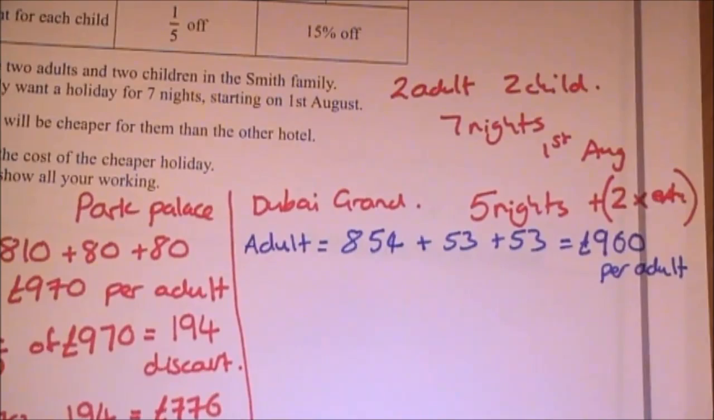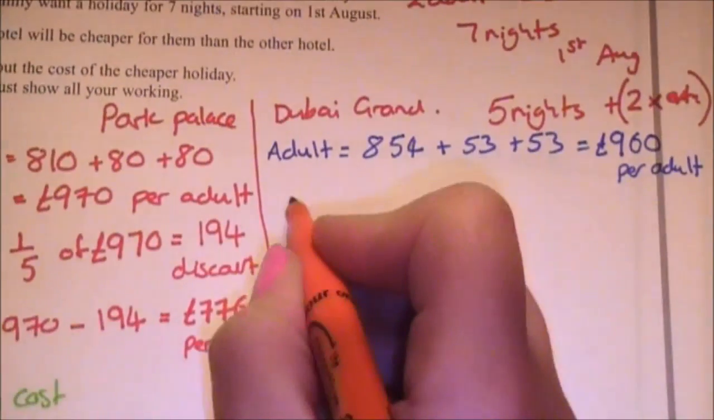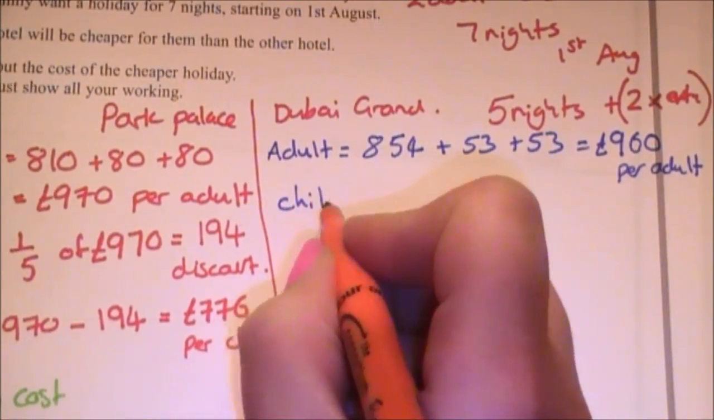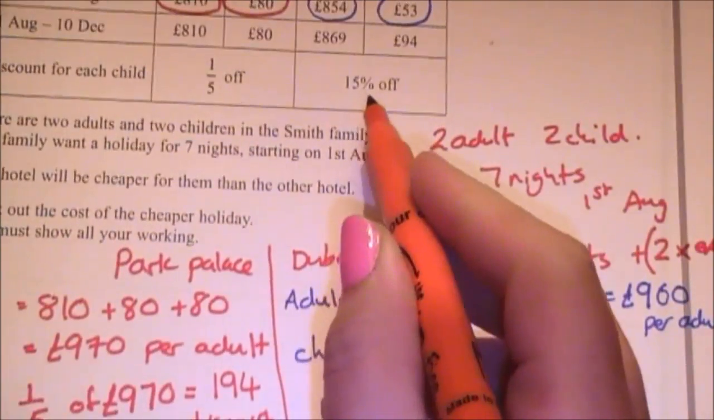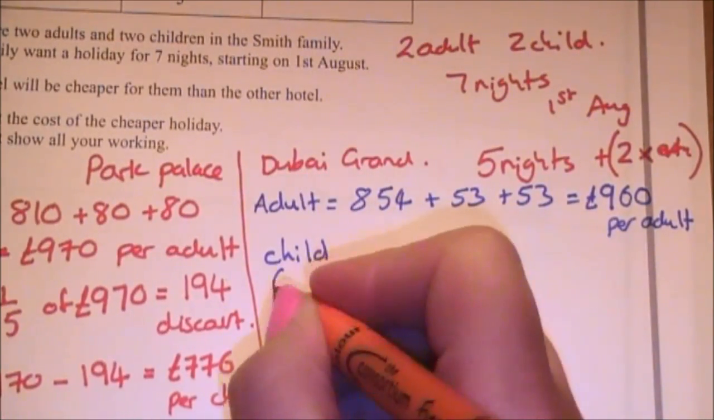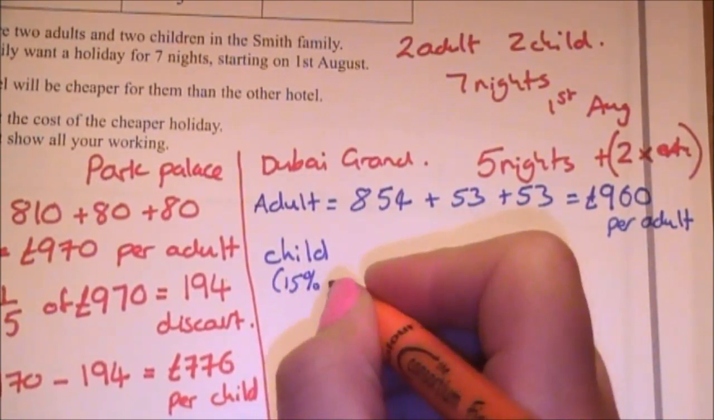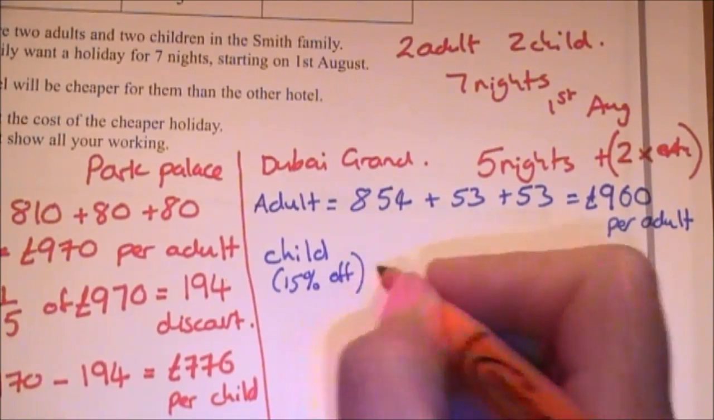So it's £960 per adult. Now let's find the child cost. And the discount is 15%. So I'm going to make a note here, 15% off.